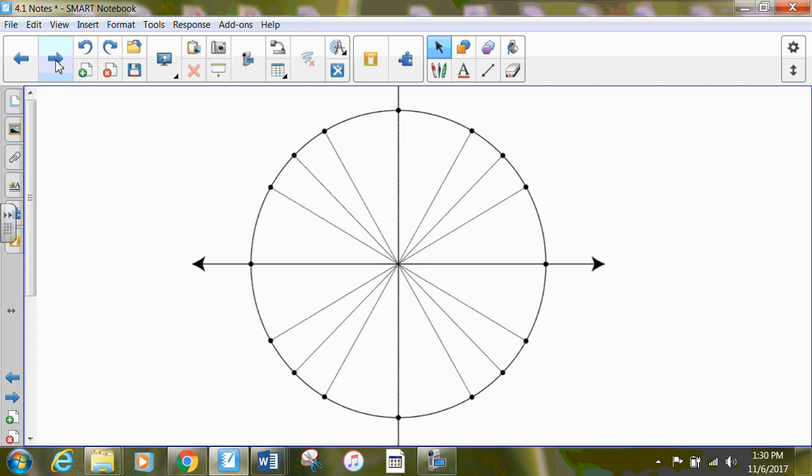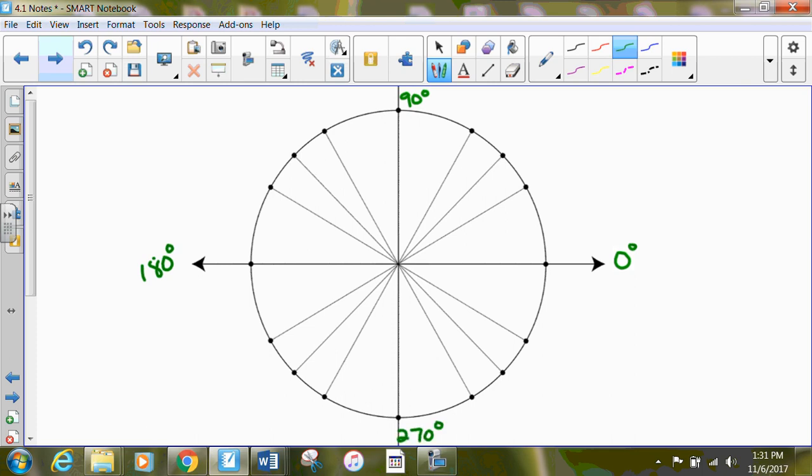So we talked about this angle being 0 degrees, and it's also 0 radians. And we talked about this being 90 degrees, this being 180, and this is 270. We also talked about the radians. This is 0 radians, this is pi over 2 radians, this is pi radians, and this is 3 pi over 2 radians. So we talked about the major spokes in the unit circle.